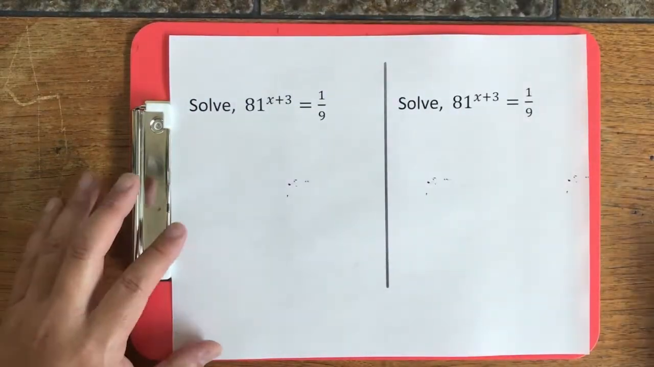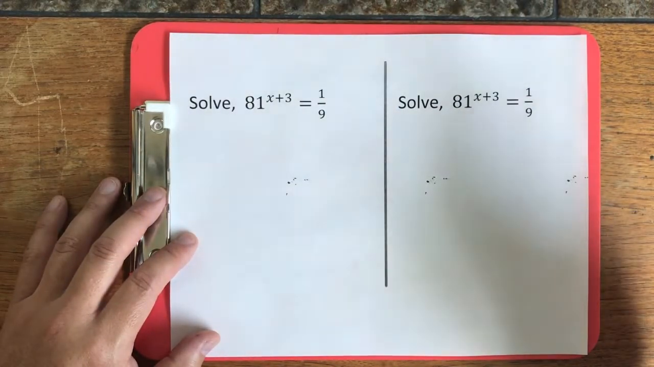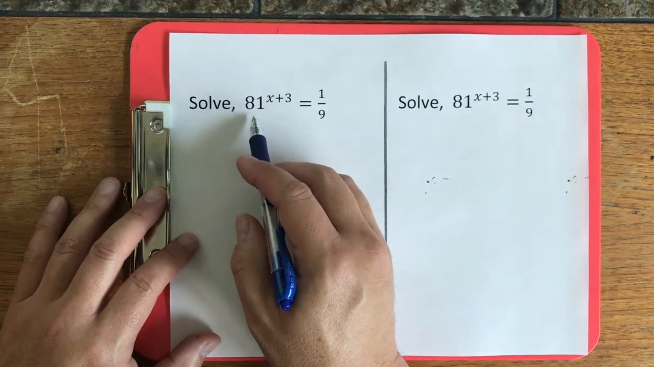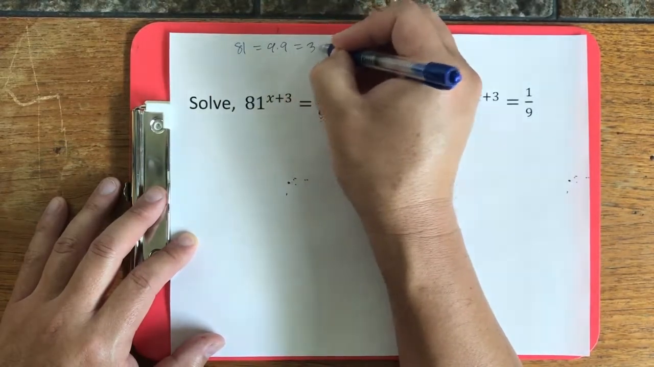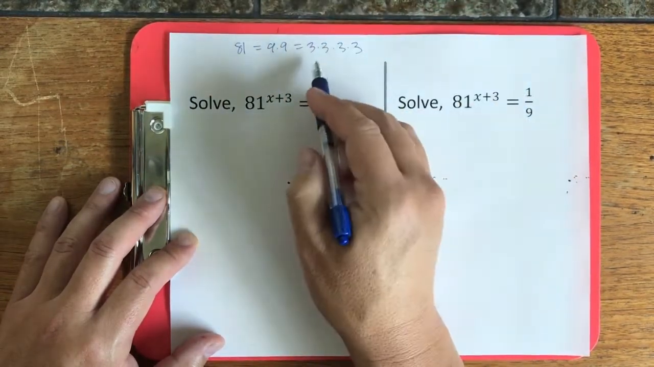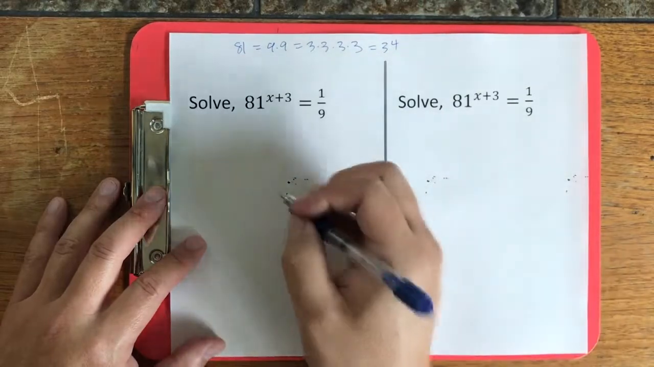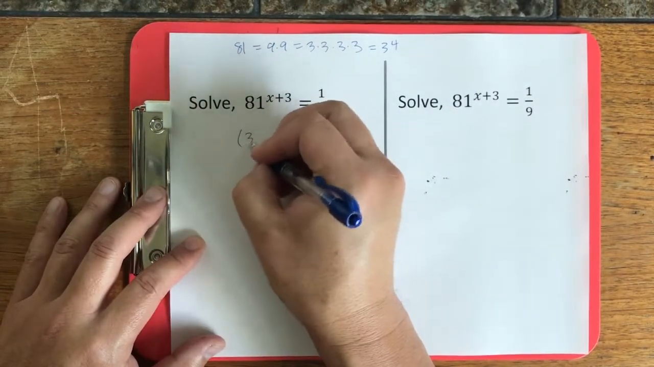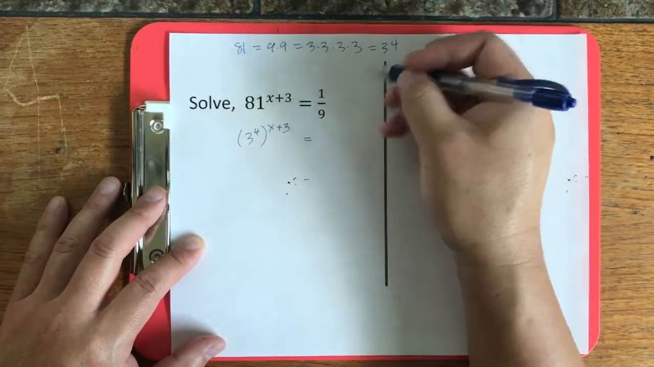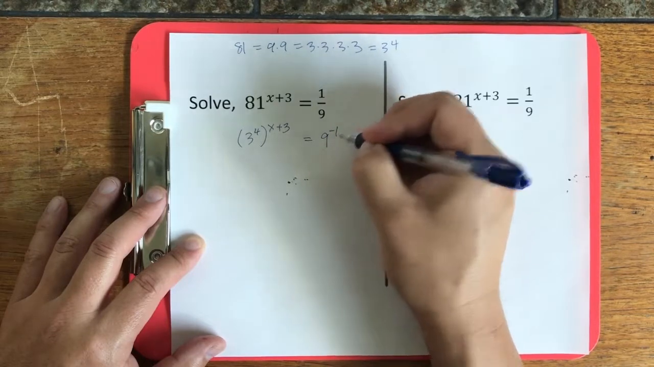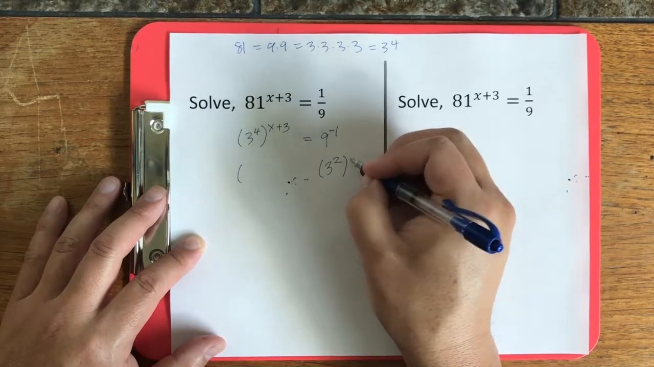Okay. Now what we're going to do is try to solve the same problem using two different bases. In this case, when we look at 81, we can think of 81 as 9 times 9, which is equal to 3 times 3 times 3 times 3, right? 3 times 3 is 9, 3 times 3 is 9, and that gives us 3 to the 4. So I can convert this 81 to 3 to the 4, bring down the same exponent, and then I can bring the 9 up by using a negative 1, and then the 9 can have the base of 3 by using 3 squared.